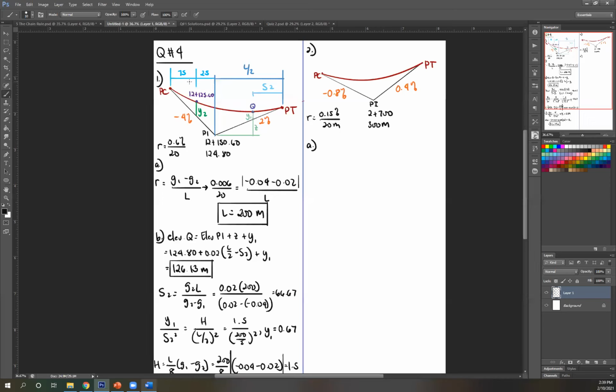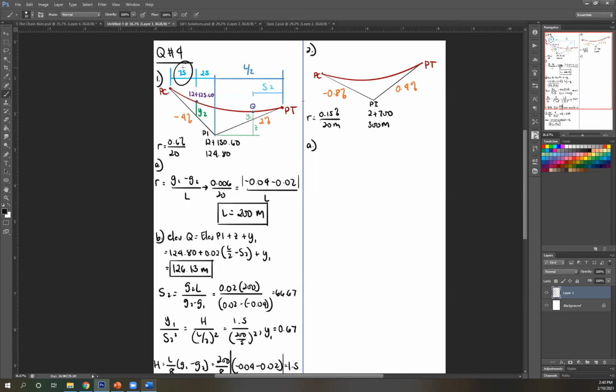For a parabolic curve, your stationing is along a horizontal line. It's not along your curve. Therefore, if this is 150.60 and this is 125.60, the horizontal distance between them is just the difference between their stations. So 150 minus 125, that's 25. Remember this is a symmetrical parabolic curve, so this is equal to L over 2, this entire length. And L over 2 is 100, right? L is 200, L over 2 is 100. 100 minus 25, you get 75.